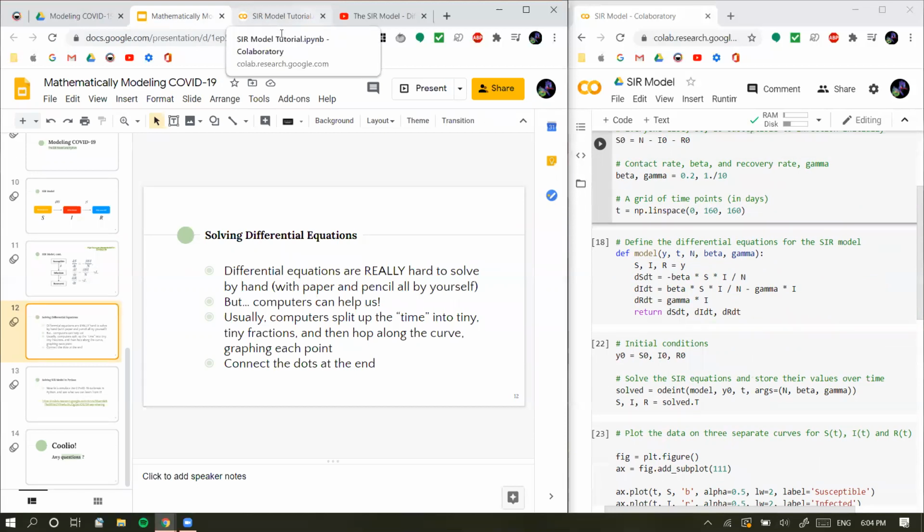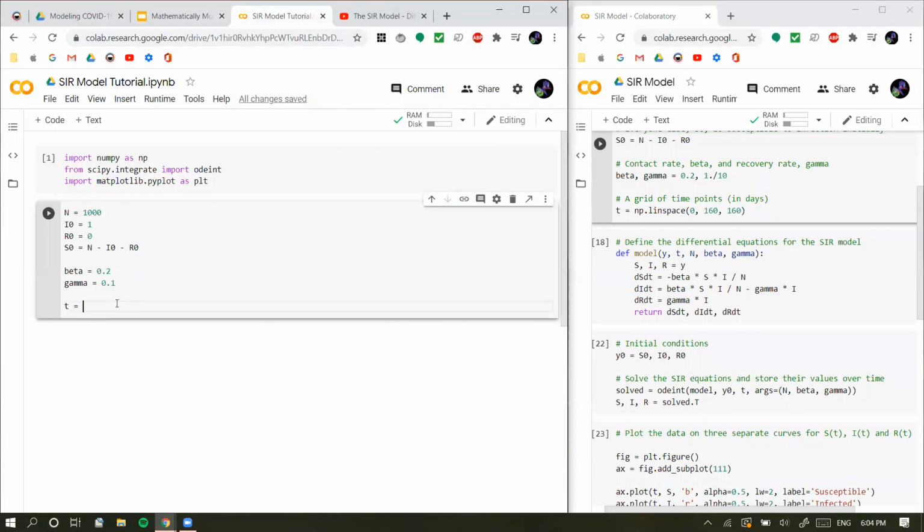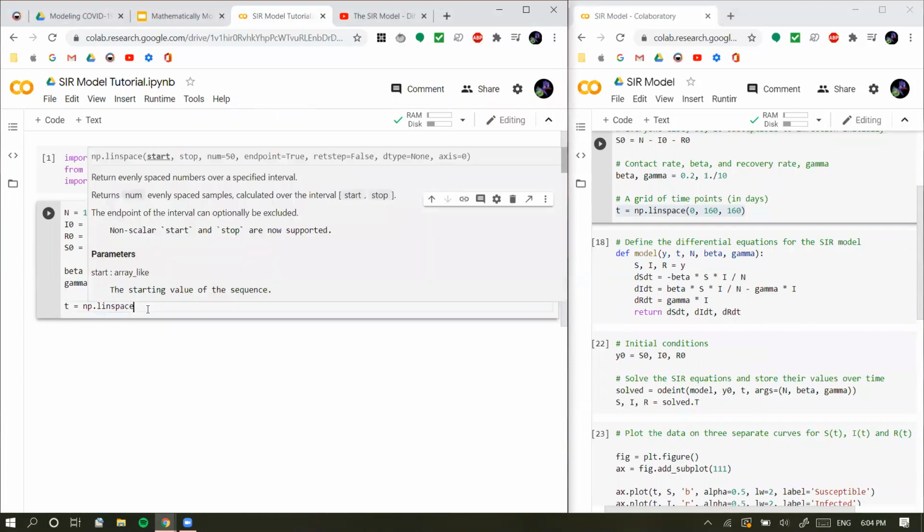So to do that, we have to tell the computer to split up time into segments of one day. And the way we do that is with a special command. I'll actually copy paste this one. So we'll say this new variable t is equal to this funny command. It's called np, which is numpy dot linspace.